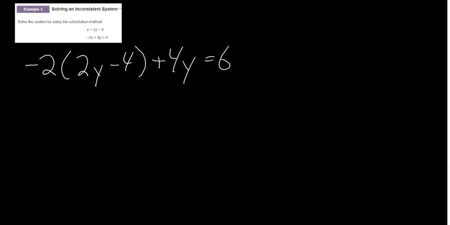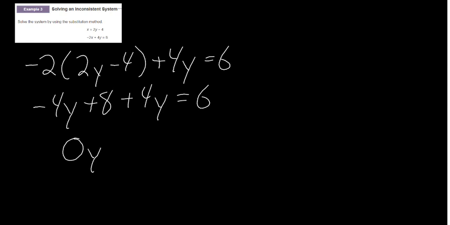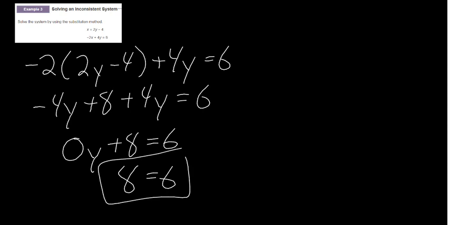So we have a -2 times x, which is 2y minus 4, plus 4y is equal to 6. We distribute that -2. We've got -4y plus 8 plus 4y is equal to 6. All right, the y's combine into 0y plus 8 is equal to 6. 8 is equal to 6. Does 8 equal 6? No, obviously not, right? So that is an inconsistent system.